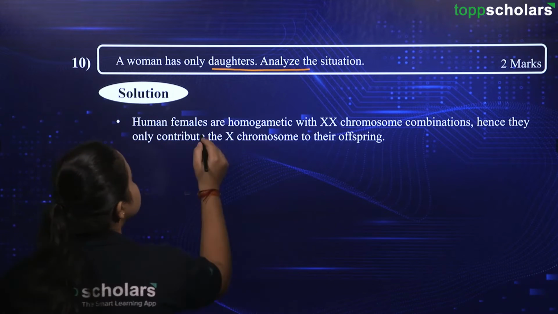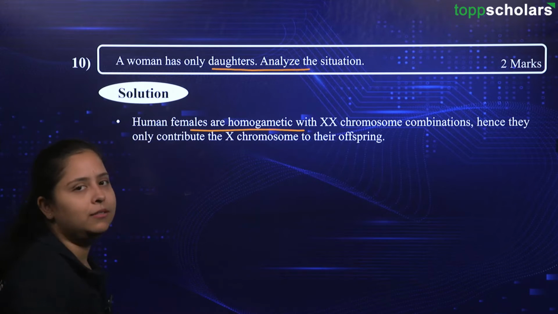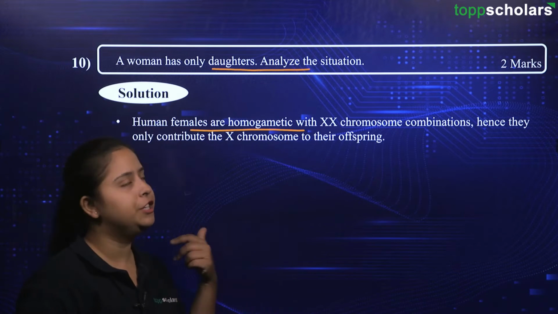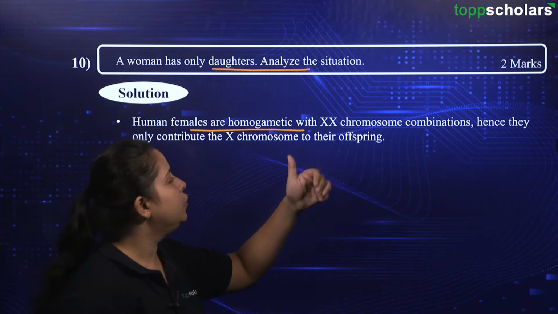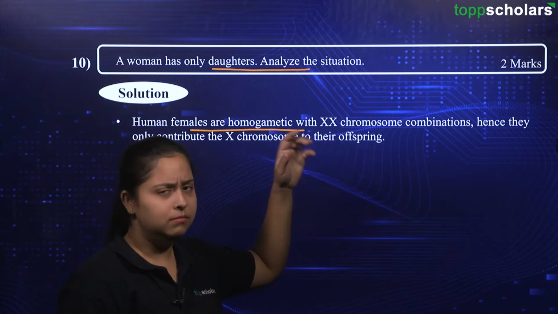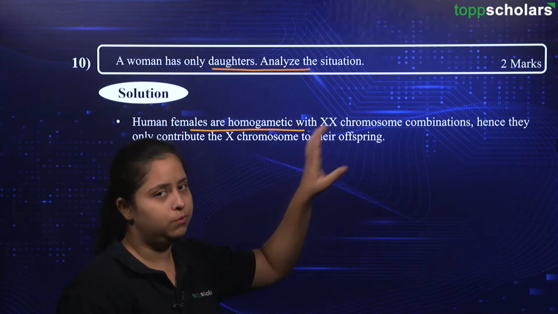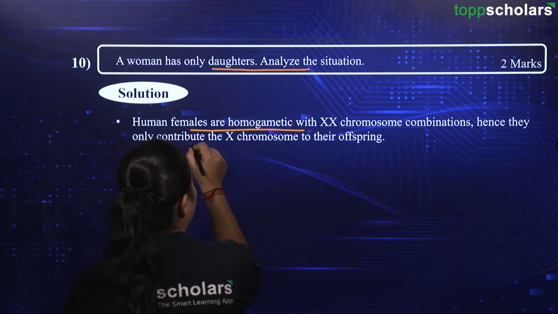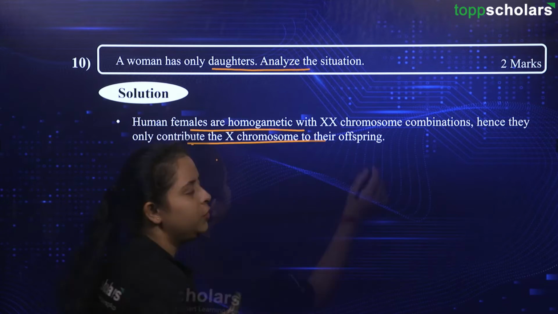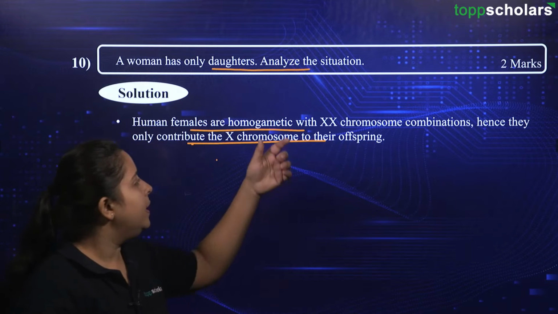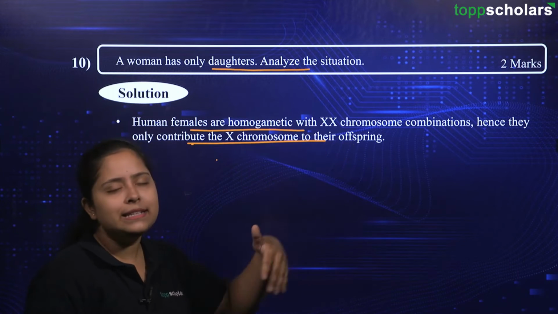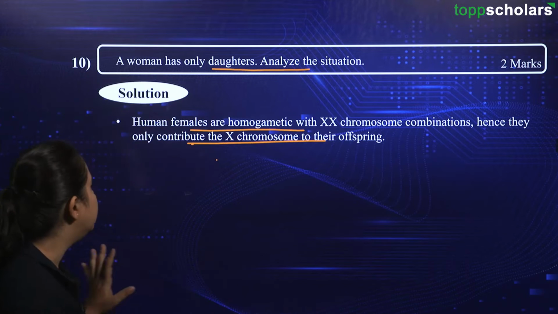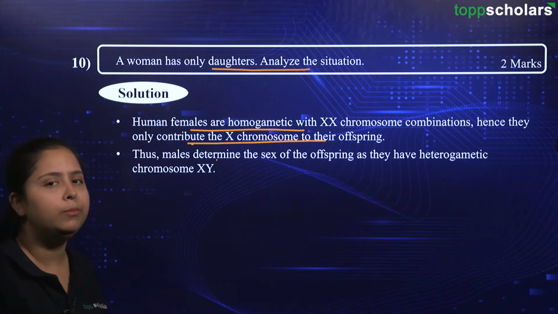The solution says human females are homogametic, as we have just talked about in our session earlier, with the combination of chromosomes as XX. This is the combination in sex chromosomes. We are not talking about the autosomes. So they can only contribute the X chromosome to their offspring. When only XX are present, only X can be contributed. That is understandable.